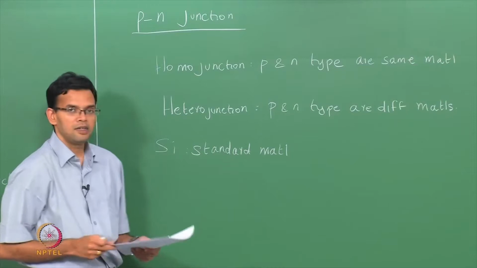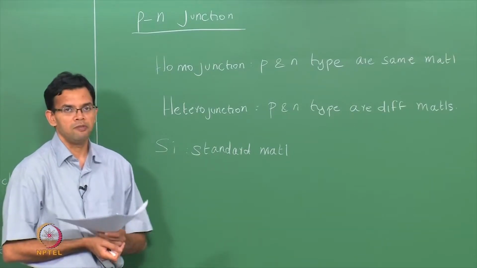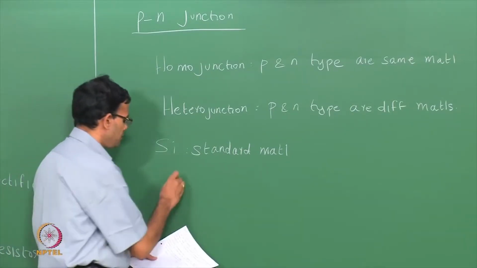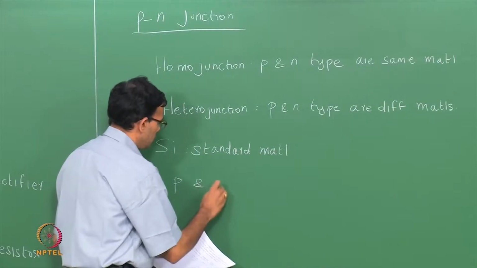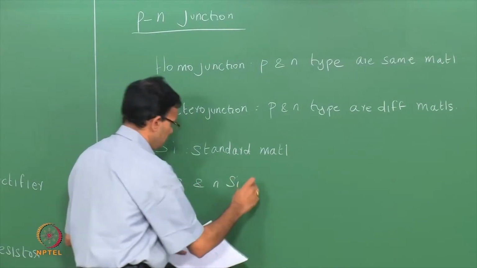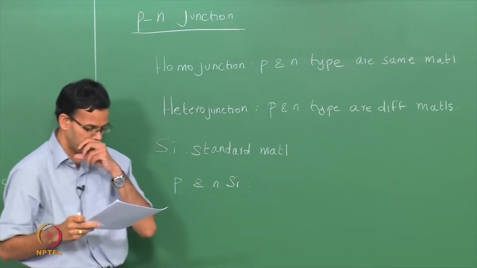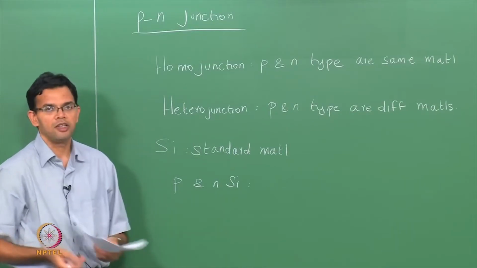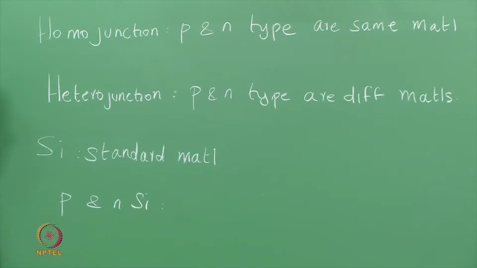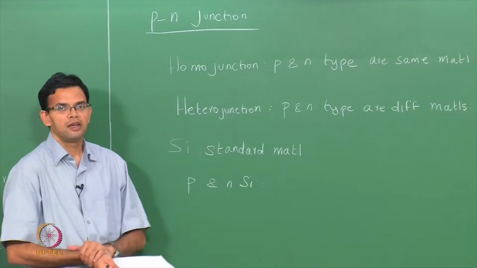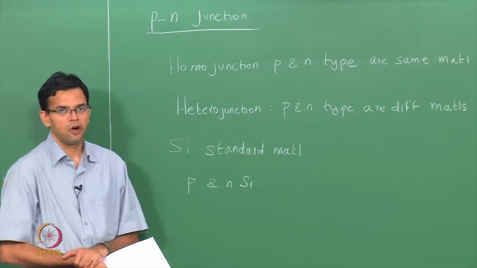So, let us consider a junction formed between p and n silicon. So, let me start by drawing the band diagram for p type and n type silicon. I will first put them far apart and then bring them together to form the junction.